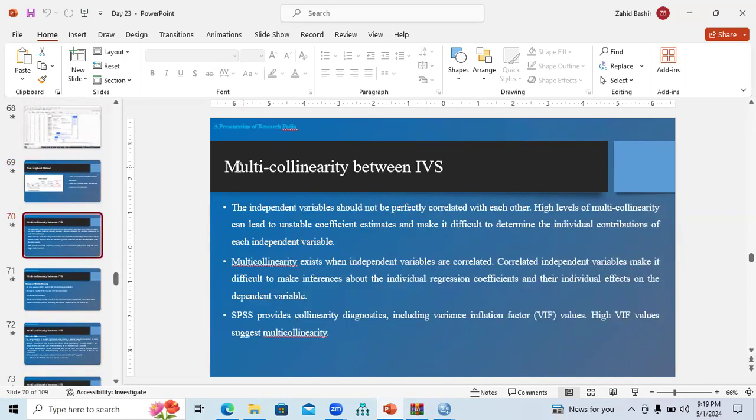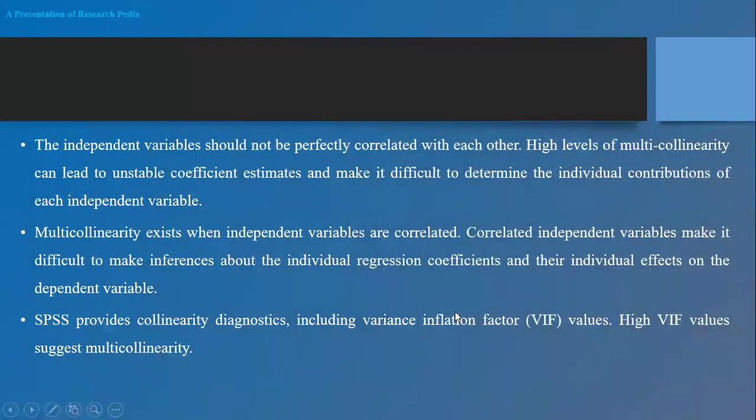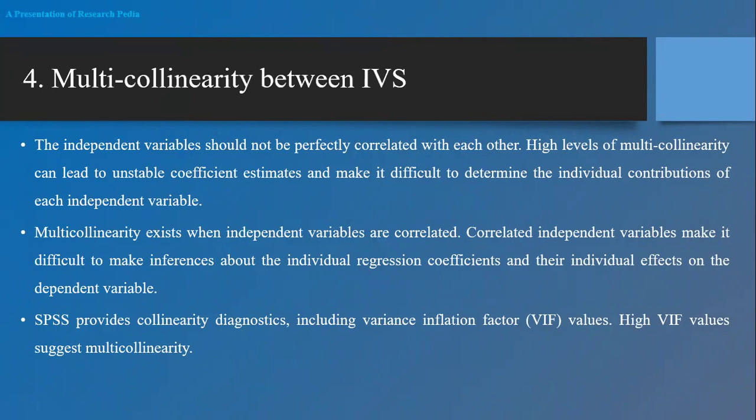Next is the assumption. Assumption number 4 is multicollinearity between IVs. How do we consider the multicollinearity between independent variables? The independent variables should not be perfectly correlated with each other. A high level of multicollinearity can lead to unstable coefficient estimates and can make it difficult to determine the individual contribution of each independent variable. So multicollinearity exists when independent variables are correlated.